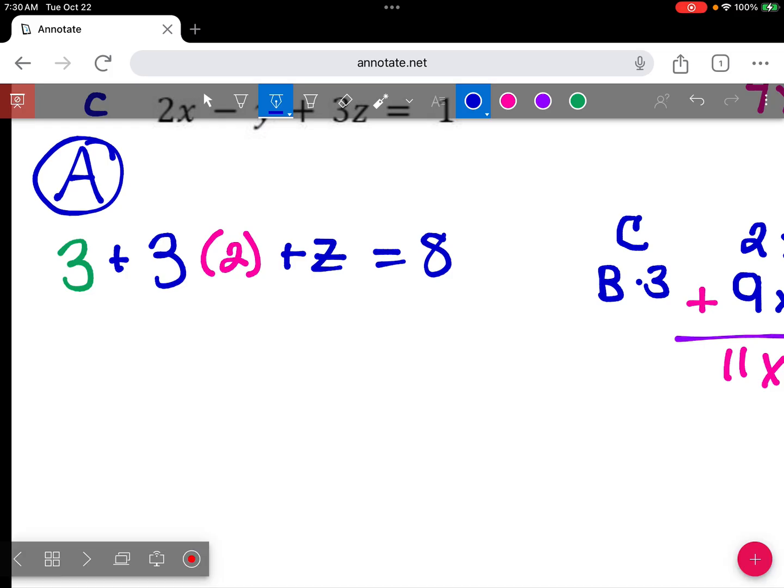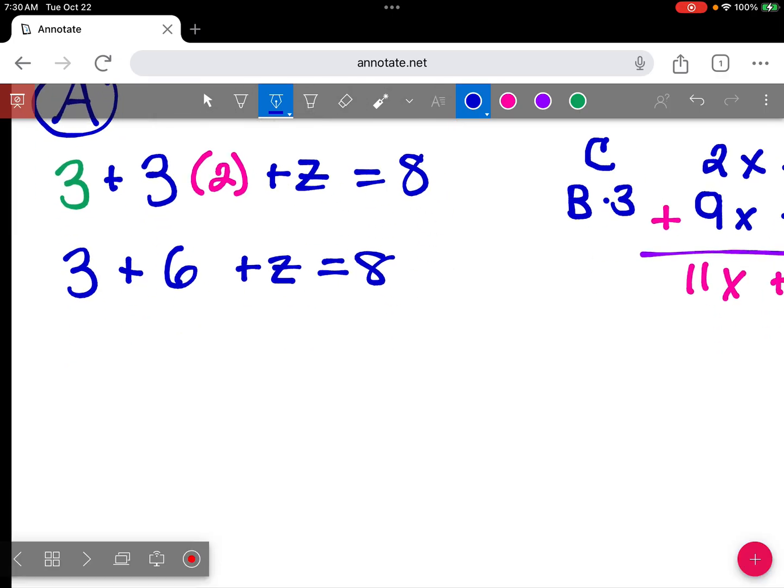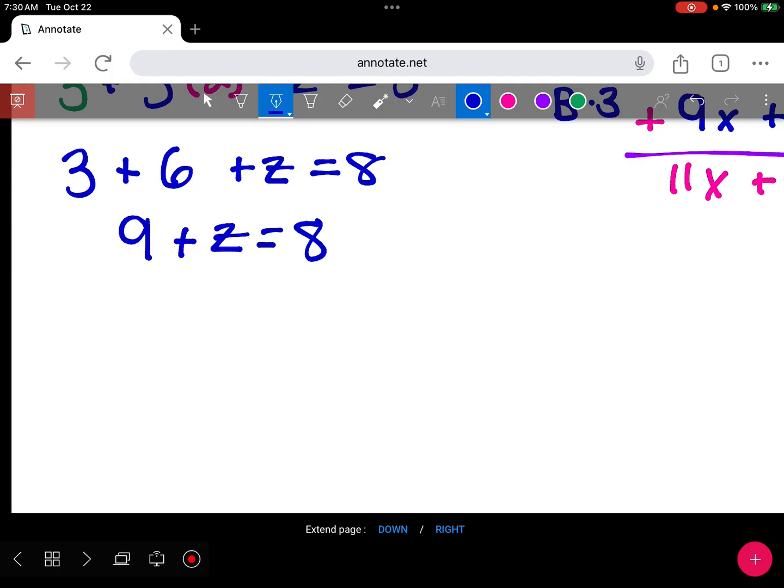So we're going to go through and simplify. I've got 3 plus 3 times 2 is 6, plus z is 8. Combining our like terms, I've got 9 plus z is 8. So what's our z going to be? -1.